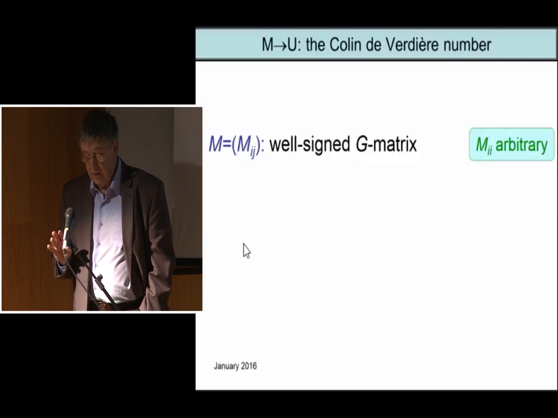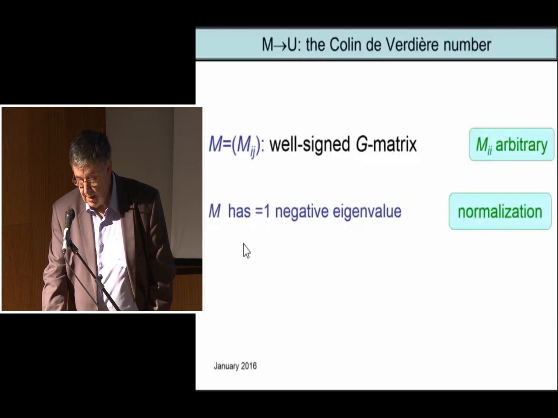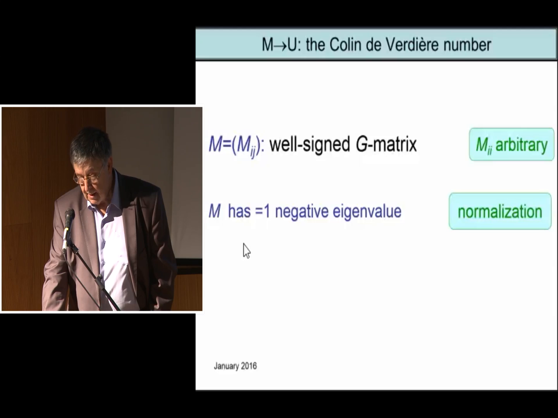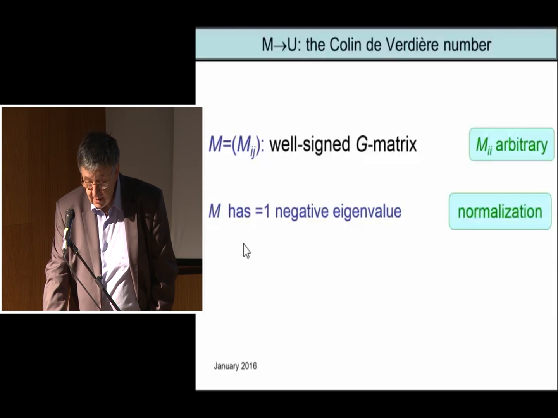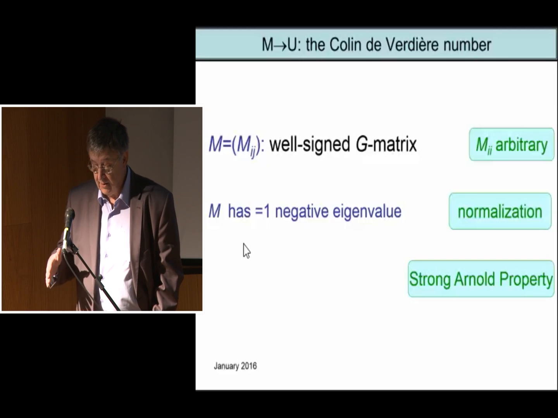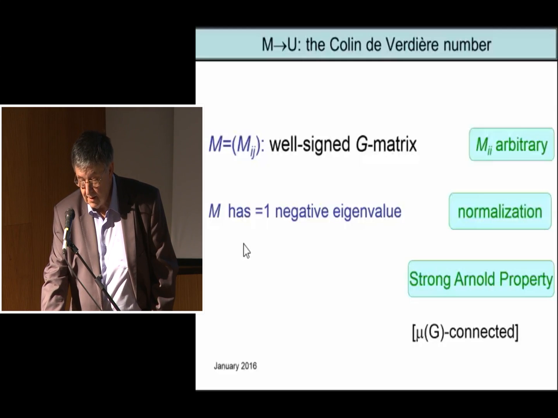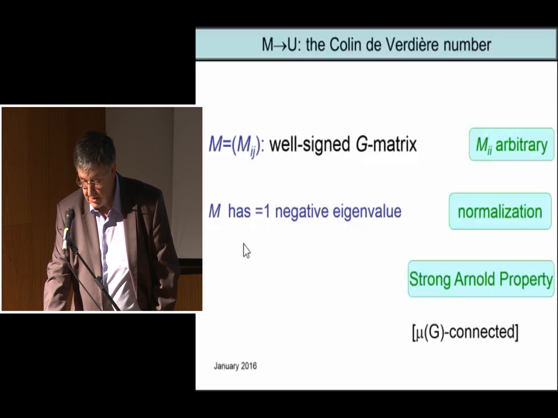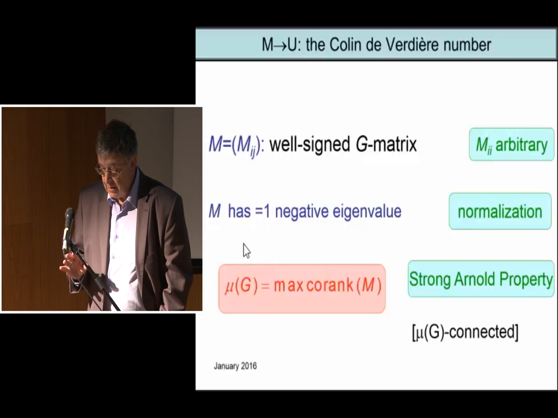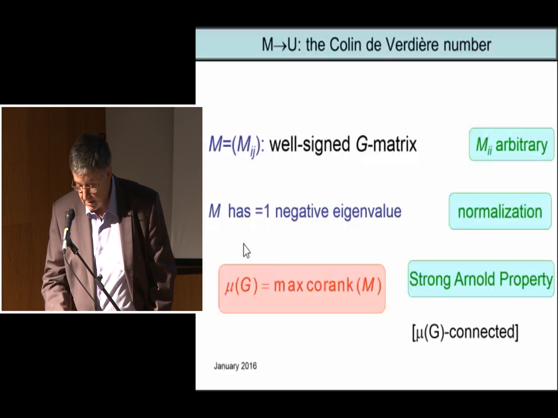He added a non-degeneracy condition on weightings, which I will ignore for the purposes of this talk. So formally, we have a well-signed G matrix, which has exactly one negative eigenvalue, so it's a really good G matrix. This is actually just a normalization, so once you have a well-signed G matrix, you can always translate the diagonal to make the second smallest eigenvalue equal to 0, and then there is the strong Arnold property, the non-degeneracy property, which is a very, very interesting property even from a combinatorial point of view, but I really ignore it for today. You can always replace it, or usually you can replace it by some connectivity assumption about the graph.